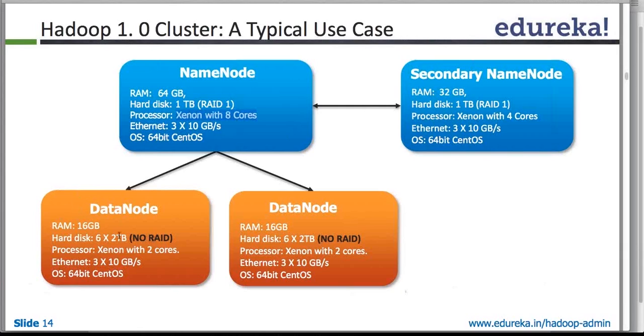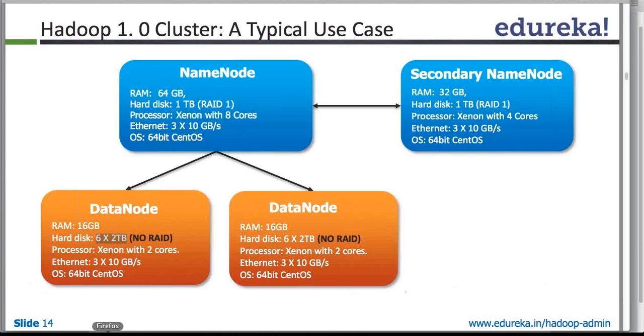On data nodes, I do not need to configure RAID. Why? Because it is already replicated 3 times. Whatever I copy is replicated 3 times. I'll obviously be using 64-bit operating systems, because in a 32-bit system the maximum addressable memory is only 4 gigabytes. So I will go for 64-bit systems, and I will always prefer multiple disks rather than a single disk.